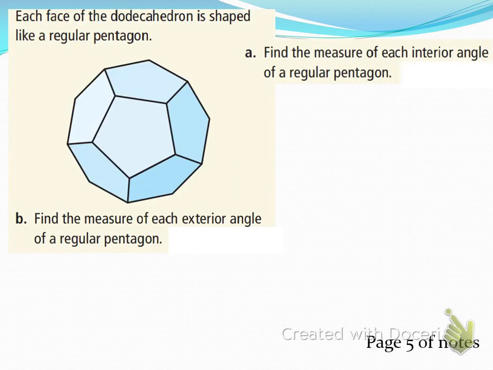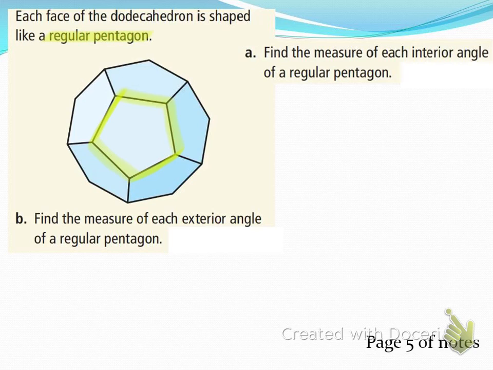We'll do this one tomorrow. We're going to do these just on this page. It's like a diamond type thing. You're going to take your highlighter. Each face of the dodecahedron is shaped like a regular pentagon. Go ahead and highlight regular pentagon. And then we're going to highlight one of them. So highlight the front one.